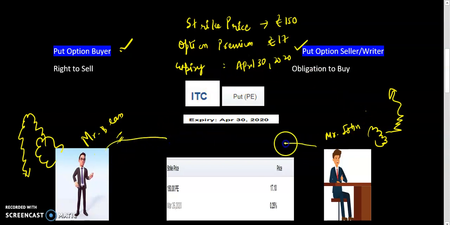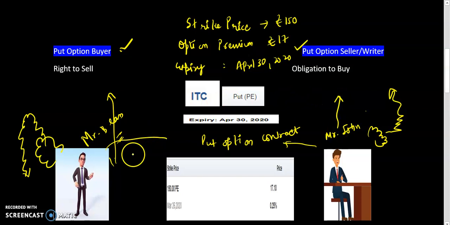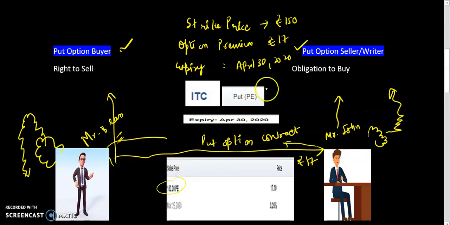They both enter into a contract, put option contract. Mr. Bean buys the put option and becomes put option buyer. Mr. John sells the put option and becomes put option seller. Mr. Bean pays option premium to Mr. John rupees 17. Now Mr. Bean has a right to sell the ITC share at rupees 150 by April 2020, and Mr. John will have obligation to buy if Mr. Bean exercises his right.